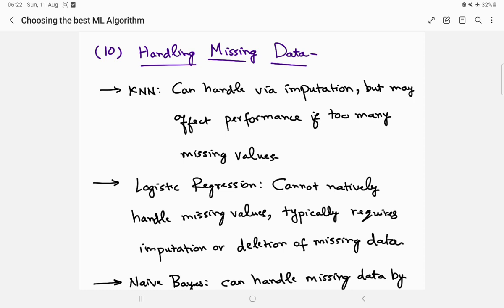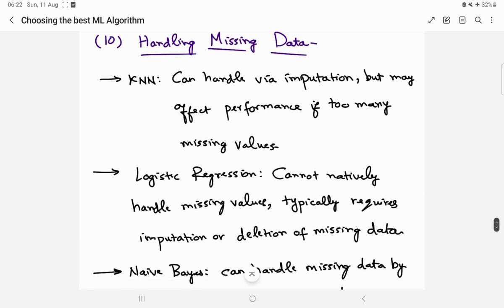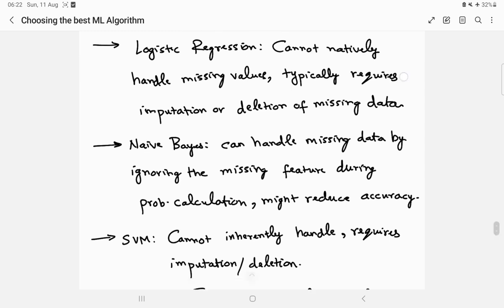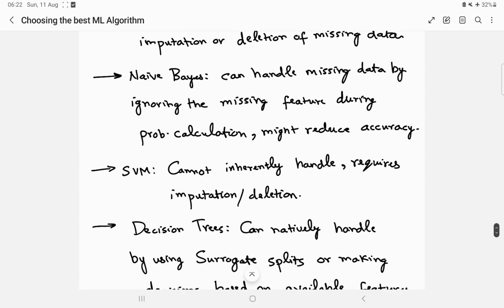And when it comes to KNN, it can handle missing data via imputation, but the performance may be ineffective if there are many missing values in your dataset. Logistic regression cannot natively handle missing values because it typically requires imputation or deletion of your missing data. Naive Bayes can also handle missing data by ignoring the missing feature during the probability calculation, but this might reduce the accuracy.